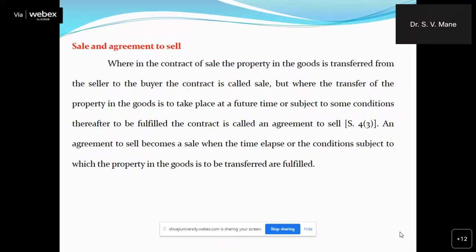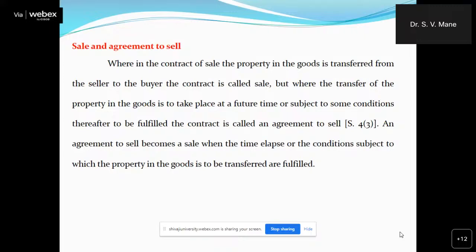Then we have to understand what is sale and agreement to sell. First of all, we want to discuss what is sale and agreement to sell. In a contract of sale, the property in the goods is transferred from the seller to the buyer. The contract is called a sale. But when the transfer of the property in the goods is to take place at a future time or subject to some conditions thereafter to be fulfilled, the contract is called a contract or agreement to sell under Section 4 Subsection 3 of 1930.